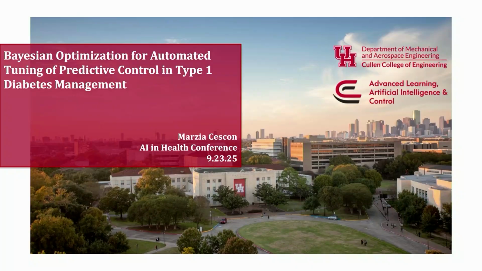In my lab, the Advanced Learning, Artificial Intelligence, and Control lab, we are interested in personalized healthcare, regardless of the disease. In particular, we ask ourselves, can we use data that we can collect either from patients or in silico from a digital twin of the patient to optimize intervention for that particular individual? We are currently investigating the application of Bayesian optimization to solve this problem. And I'm going to show you how we're going to do it for type 1 diabetes.